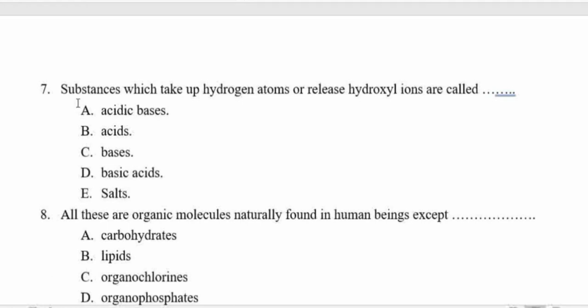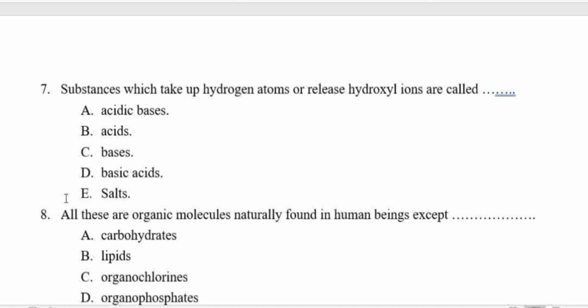Then question number 7. Let me read it. It says substances which take up hydrogen atoms or release hydrogen ions are called. Okay, so substances which take up hydrogen atoms or release hydrogen ions are called. Then the first option is acidic bases. The second one is acid. Third one is bases. D is basic acid, and then E is salt.